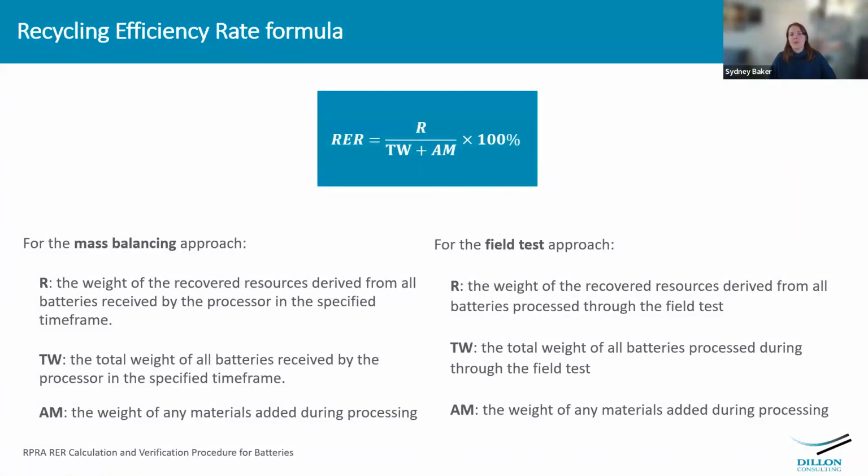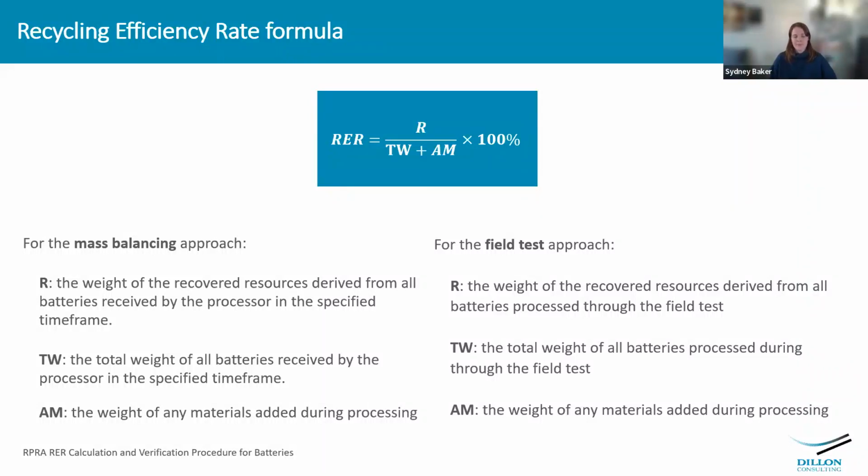Here we have the actual formula that would be used to calculate the RER. Essentially R on top is the weight of recovered resources, and it's going to be divided by the total weight of materials and any added materials to the process, and then we're going to multiply by 100% to get the percentage. Within the mass balance approach, these weights are going to be derived from all batteries received during that processing time frame, which, as explained by Tessa, is going to be 2 consecutive quarters. And with the field test, all these weights are going to be derived from the weight of materials that are run through that specific field test.